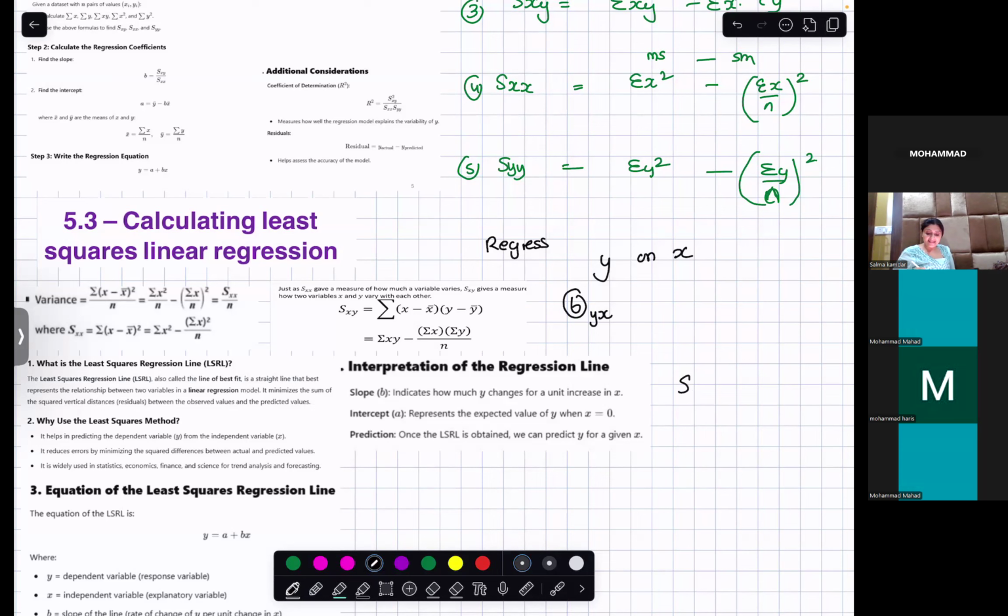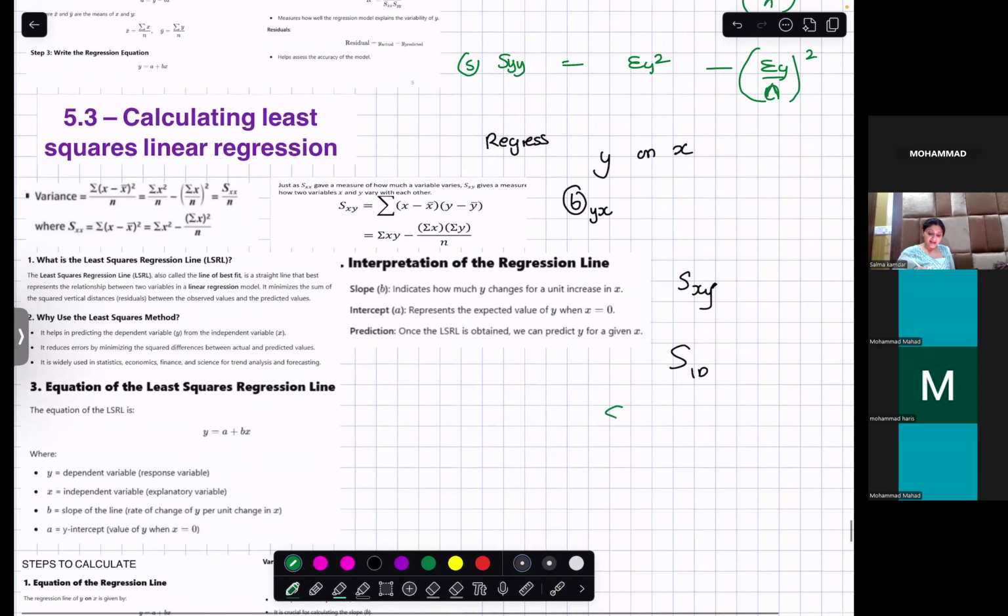But when I write SXY, you will always remember that Y would be the dependent variable and X would be the independent variable. If I have SFT, what is independent and what is dependent? Independent is F and T is dependent.